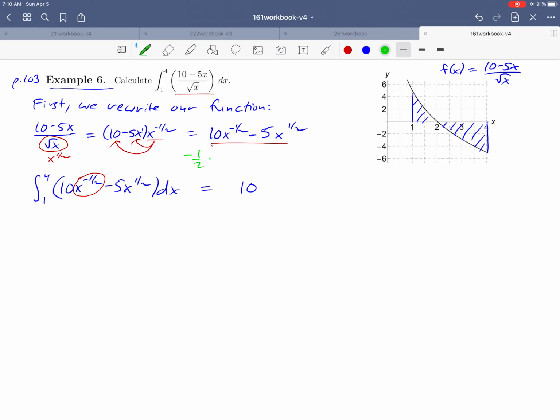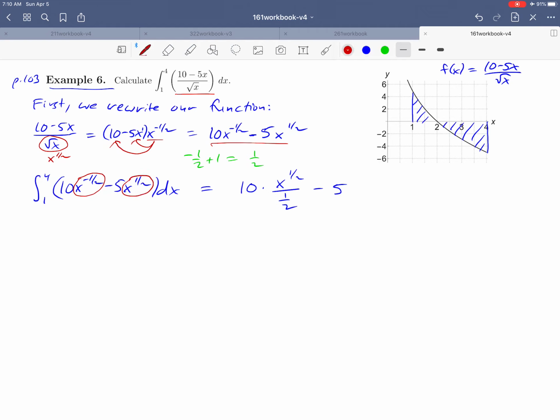So we're going to take negative 1/2 and add 1. That's going to give us 1/2. So we're going to get x to the 1/2 and then divide by the new power of 1/2. There's the antiderivative.